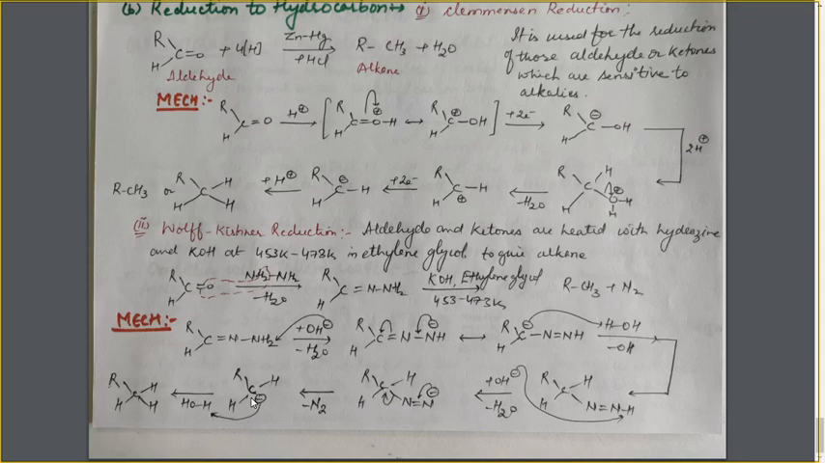Now the carbon atom is negatively charged. Again, an alkylide ion, an alkyl group with negative charge, a very strong base. It will again abstract the H positive ion from the water molecule to give the final product, that is alkane. So in this way, these two reactions lead to the formation of alkane from aldehydes and ketones.